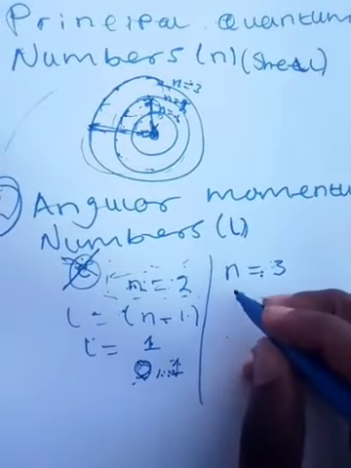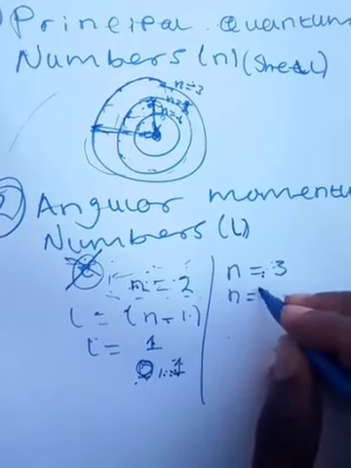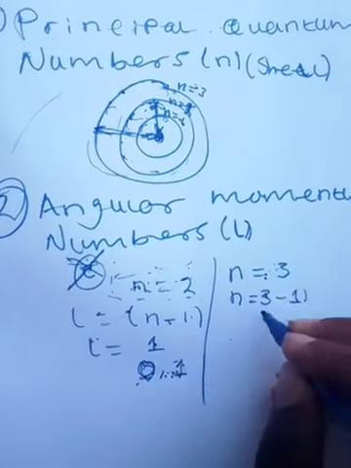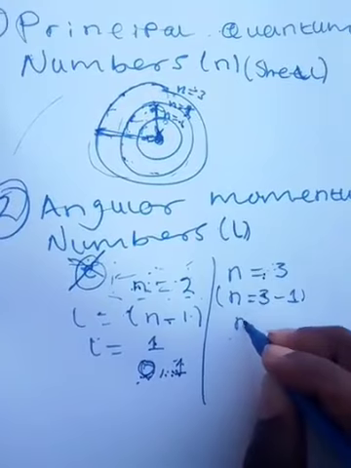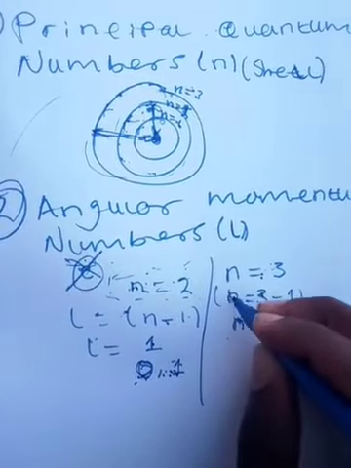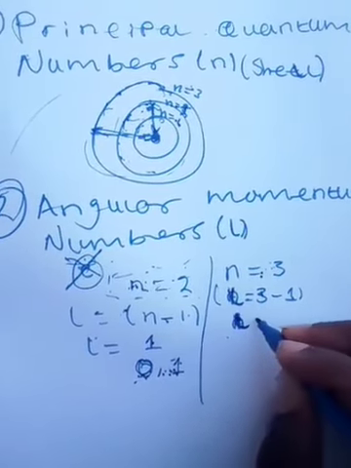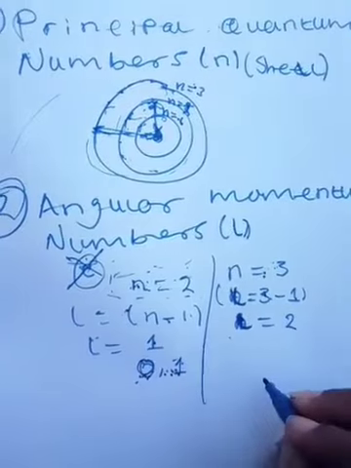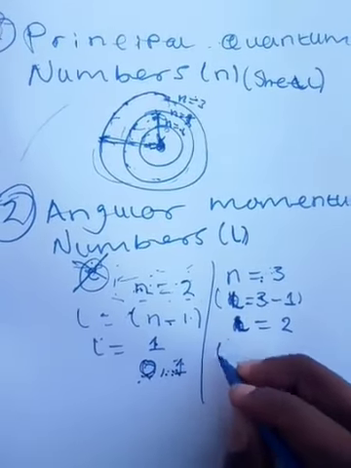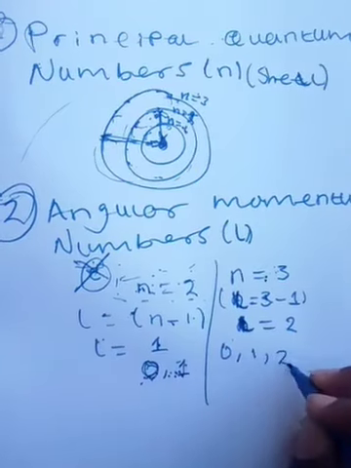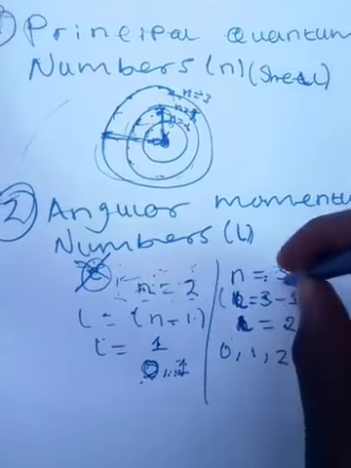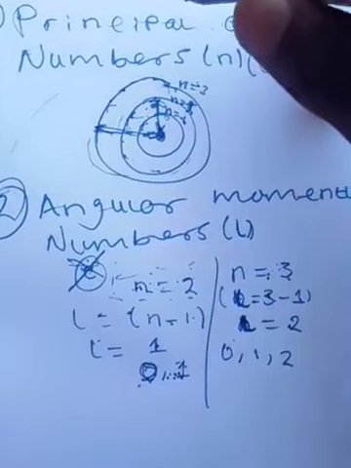So I'm going to say n is equal to 3 minus 1. What number am I going to get? Actually, this should be now L, because I'm trying to find the angular momentum numbers. So I'll say now L is equal to 2. This means that I'm going to start from 0, 1, 2, to the number that I've gotten after subtracting 1 from the principal quantum number.